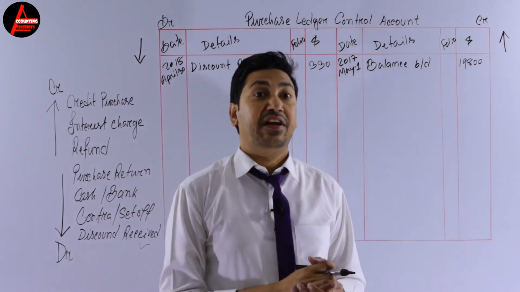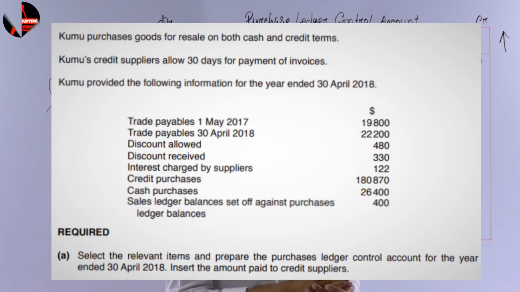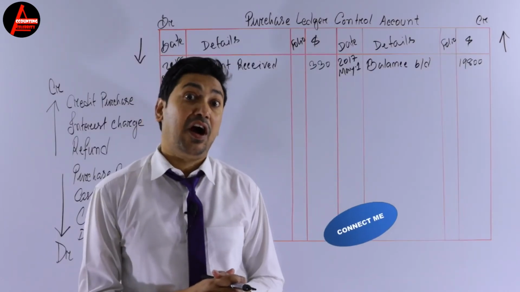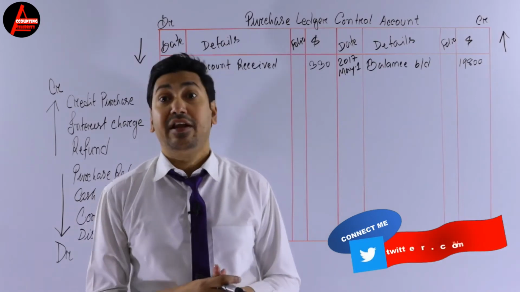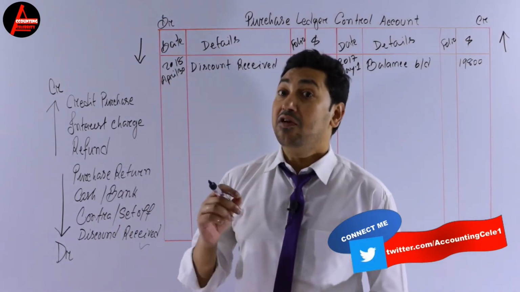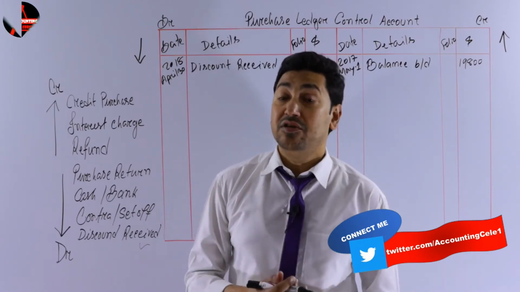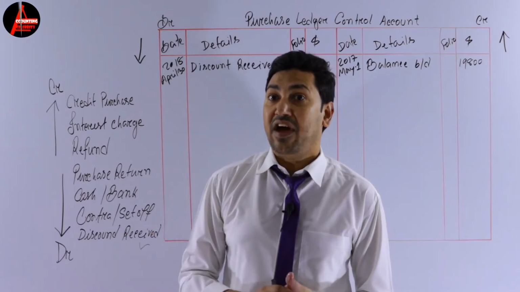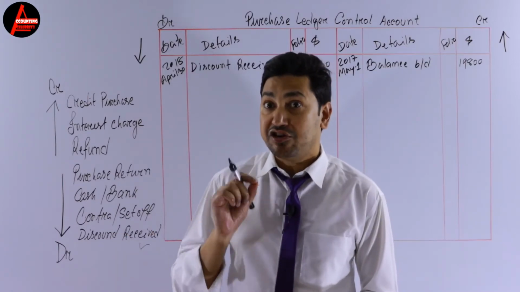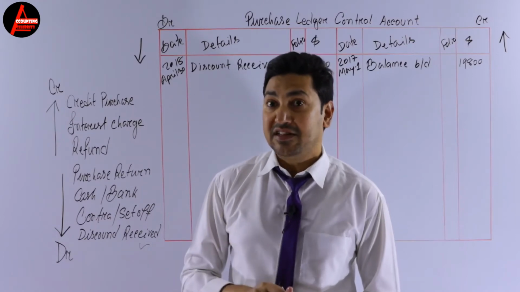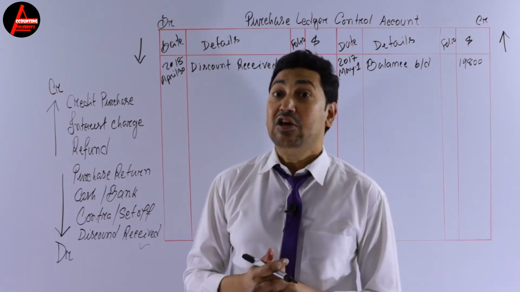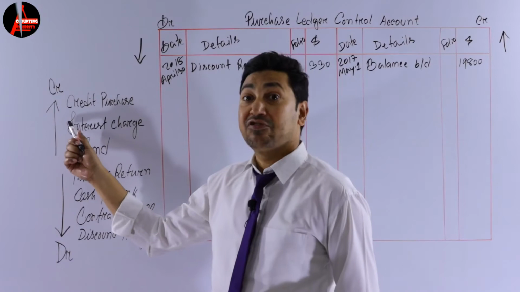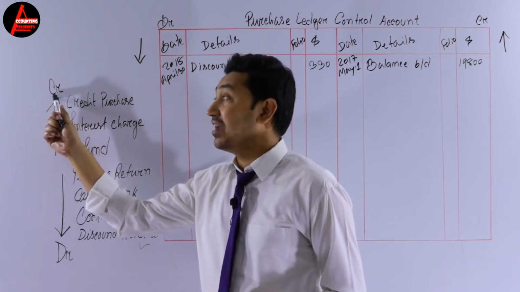Next we have interest charged by supplier. So what is interest charged? You have a balance due, an unpaid amount with the supplier, and at the end of a certain period you could not pay the amount due. Then what did the supplier do? He added some value to your balance. That means he charged interest on the balance. In this case, your liability will increase, your trade payable will increase. So when your trade payable is increasing, you have to record it in the credit side.